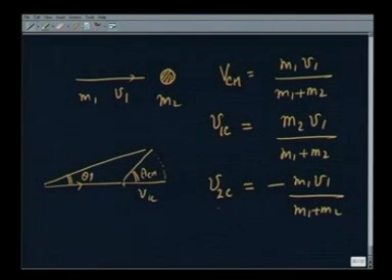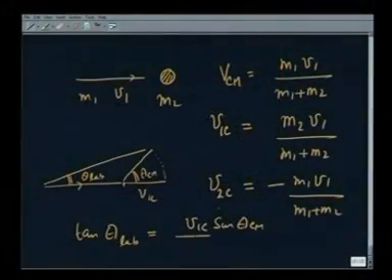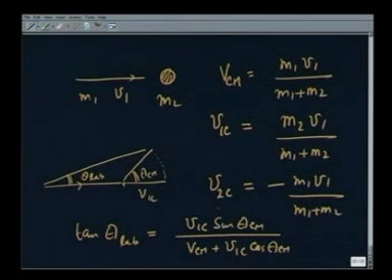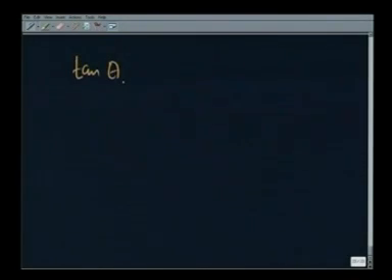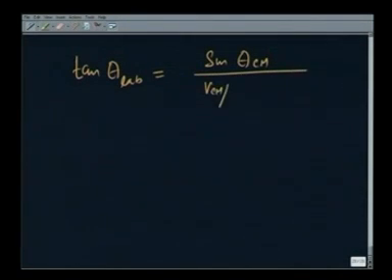Therefore, this is theta lab. I have tangent of theta lab equal to V1c sine theta Cm divided by Vcm plus V1c cosine of theta Cm, or tangent of theta lab is equal to sine of theta Cm divided by Vcm over V1c plus cosine of theta Cm.